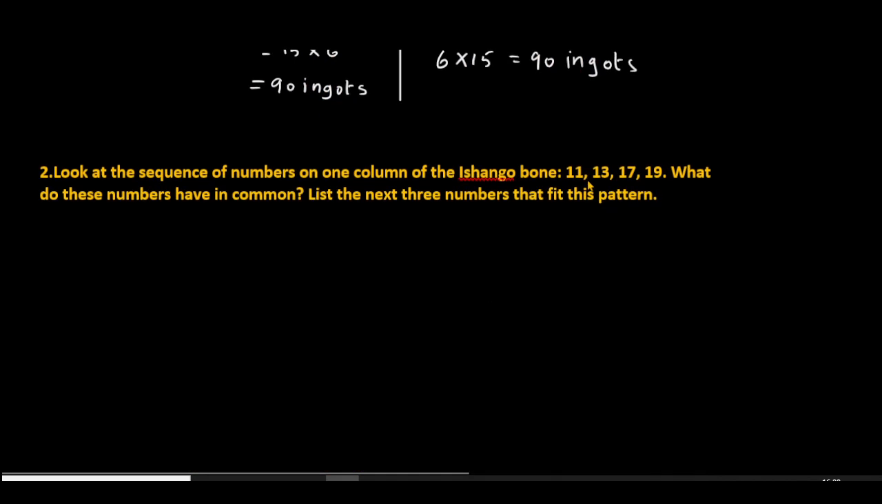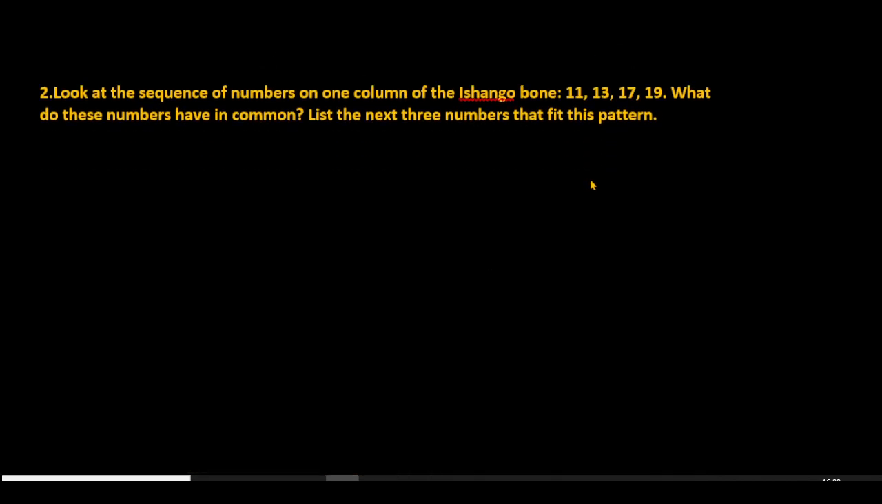Okay, we'll see the next question. Look at the sequence of numbers on a column of the Ishango bone: 11, 13, 17, 19. What is this Ishango bone? This is an ancient type of mathematical calculation tool. That is the Ishango bone. They have the sequence 11, 13, 17 and 19.